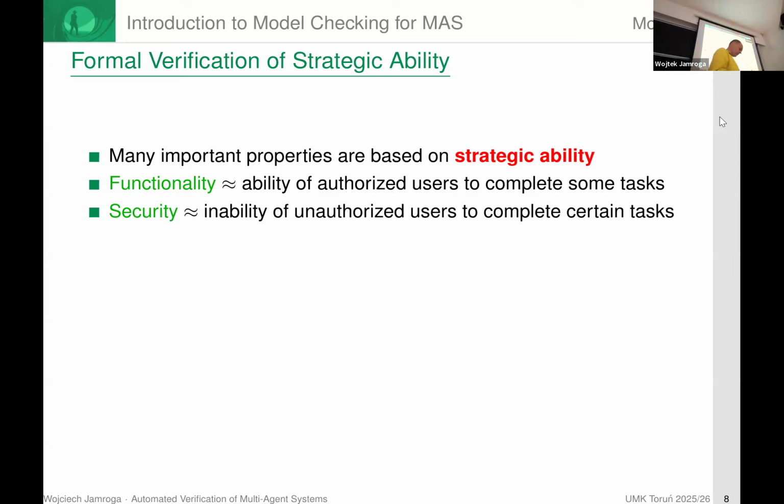For strategic ability, this is my motivation why reasoning about agent strategies matters: in a system where we talk about autonomous agents that can make autonomous decisions, make and execute autonomous decisions.